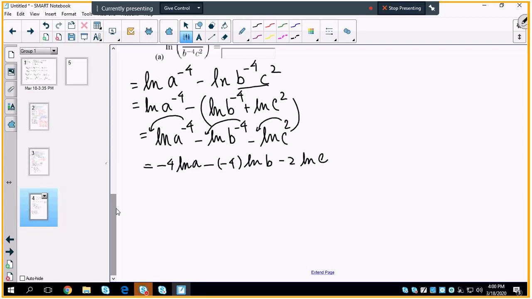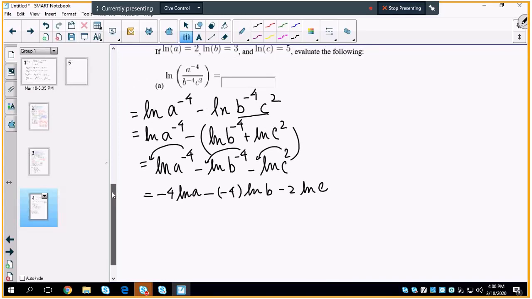Why did I do all these things? Because I know the values for natural log of a, which is 2. I know the value for natural log of b, which is 3. And I know the value for natural log of c, which is 5. So I get negative 8 plus 12 minus 10.